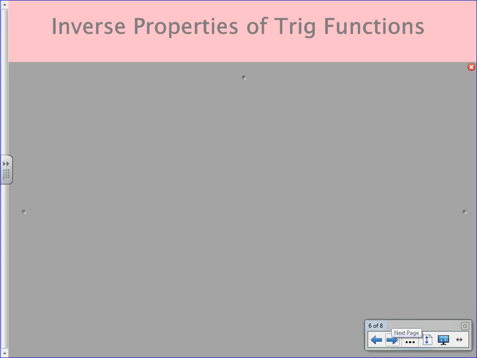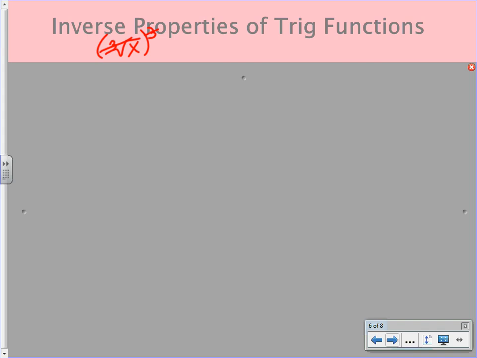Okay. We're going to talk about some properties with our inverse relationships. Earlier we talked about x cubed and the cube root of x being inverse functions of each other, correct? What happens when you take the cube root of x and you cube it? It cancels out and you're left with x, right?